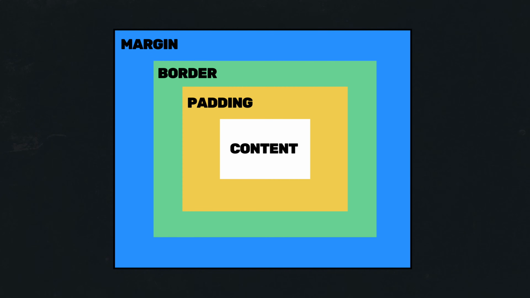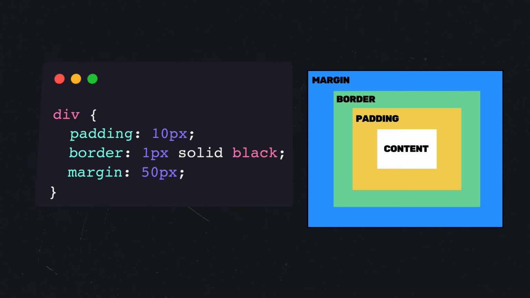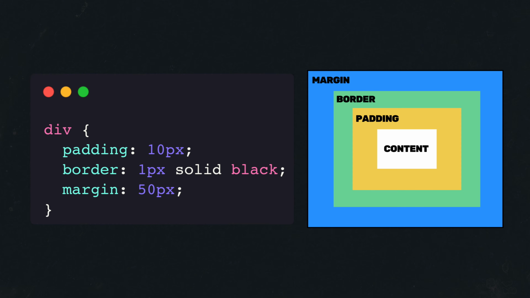First, the content, which is the actual content of the HTML element, for example, a text. Padding, border and margin are the properties of the box. The padding defines the space between the border and the content of the box. And the margin defines the space between this box and other boxes.